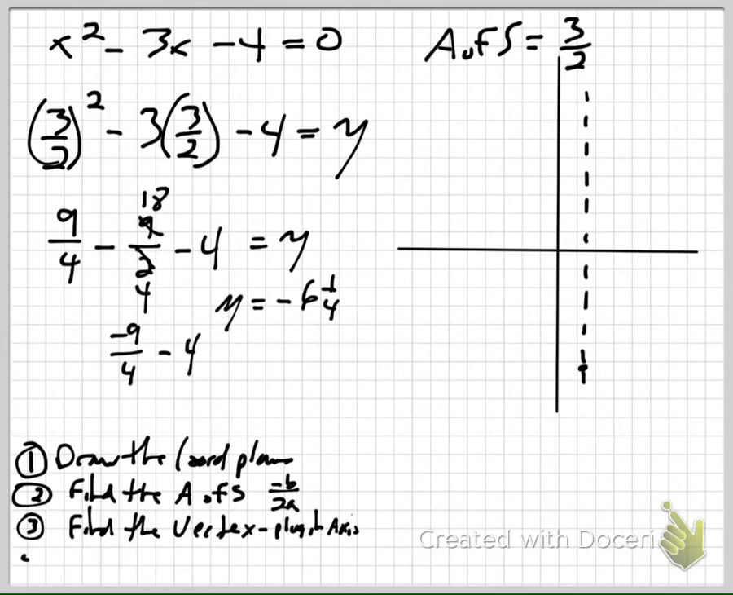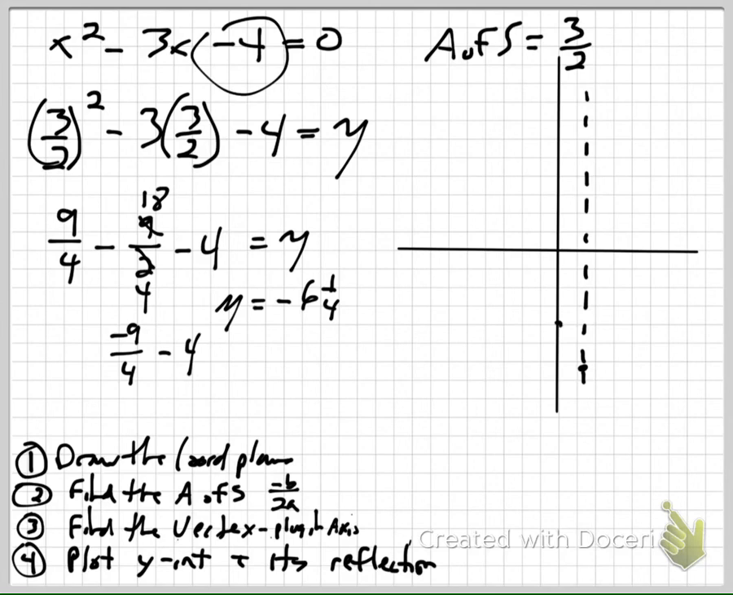Now, okay, next step. Plot the y-intercept and its reflection. Okay, so the y-intercept is at negative 6 1/4. Sorry, that's not true. The y-intercept is at negative 4. This guy right here. Negative 4, so it's right here. Its reflection then, that would be 1.5, would be over here, right?